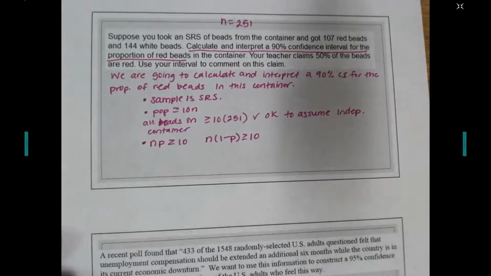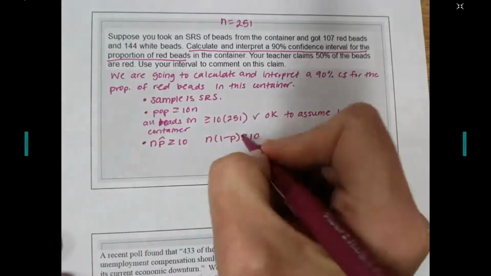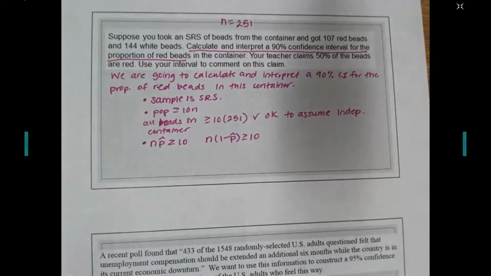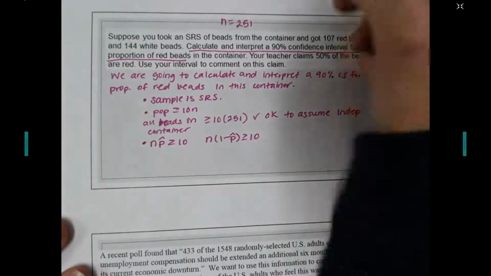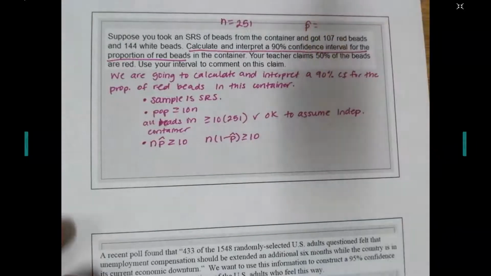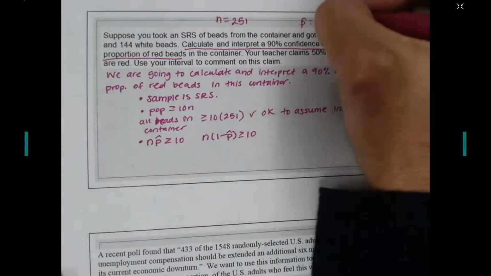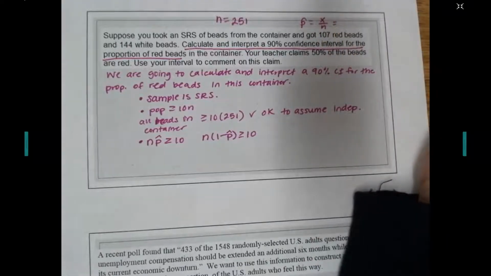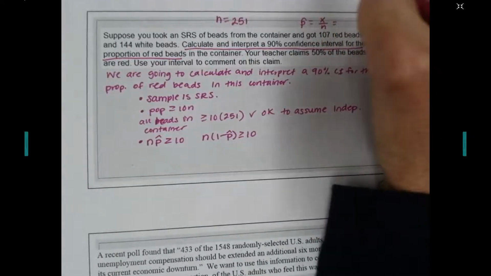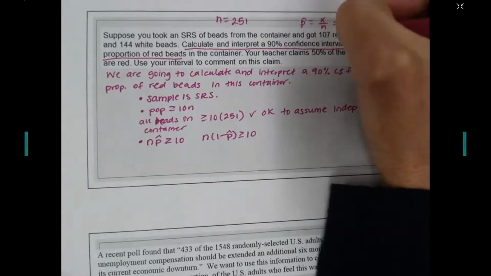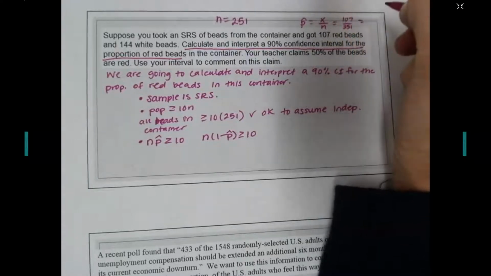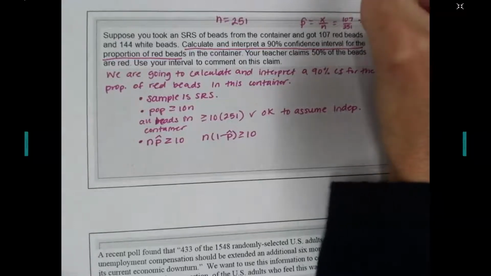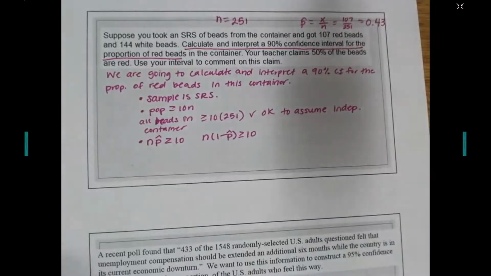When we're dealing with confidence intervals, all of my P's are going to wear hats because we're going to use what we calculated from our sample. So I need to know what P hat is. And you calculate P hat by taking the number that you're interested in divided by the sample size. Well, since I'm interested in red beads, there were 107 out of the 251 that were red. So 107 divided by 251 gives me a proportion of about 0.43. We'll round it to the nearest hundredth.